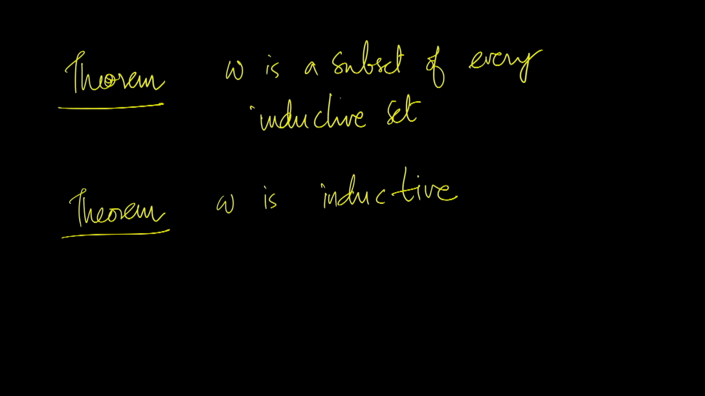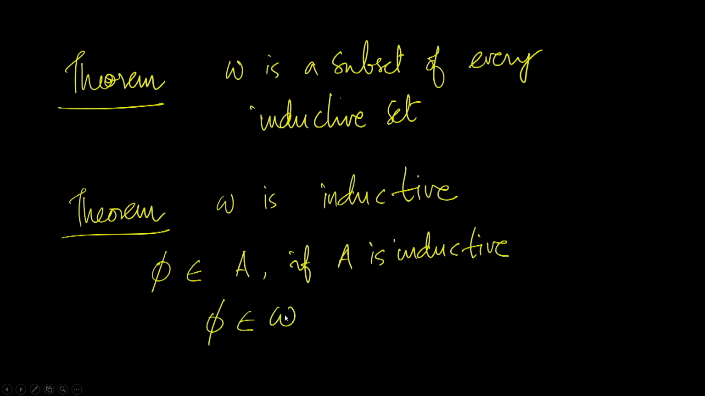Why should this be so? This is because phi belongs to A if A is inductive. For every A that is inductive, phi belongs to A. Therefore, phi belongs to omega as well, because omega is the intersection of every single inductive set. So if phi belongs to every single inductive set, it should also belong to omega. So that is the first requirement for omega to be inductive. It should contain the empty set. So it indeed does contain the empty set.